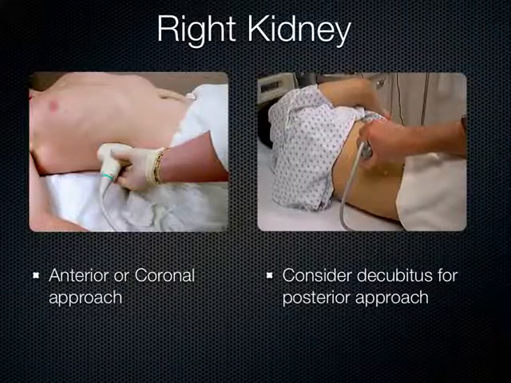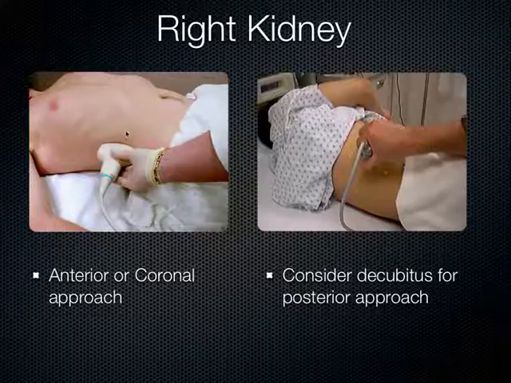Switching over to the kidney, we can do several approaches. We do an anterior approach, or in this case here we're doing a coronal approach, indicators towards the patient's head. Or we could do a posterior approach, lay them on their side, or the term is decubitus, to do a posterior approach, going in between the ribs. Notice that when you go in between the ribs, it does help to use a smaller footprint phased array transducer rather than that large footprint curved or convex array.